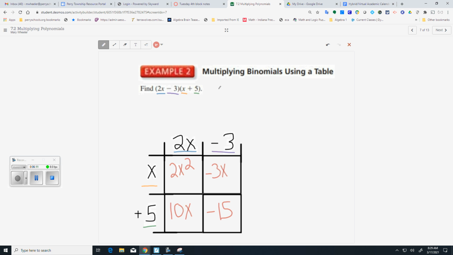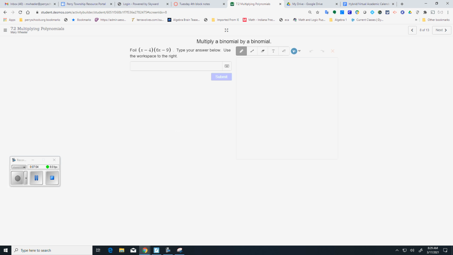So then we write that out. 2x squared plus 10x minus 3x minus 15, and then we combine our like terms and we get 2x squared plus 7x minus 15. On to the next one.